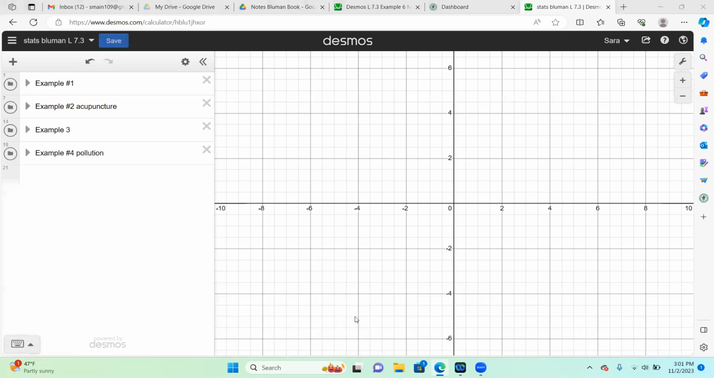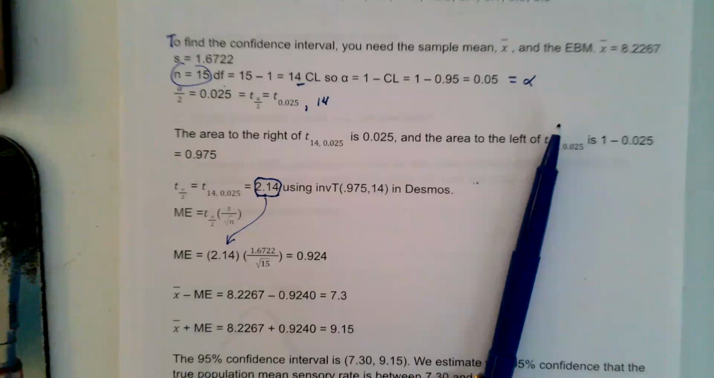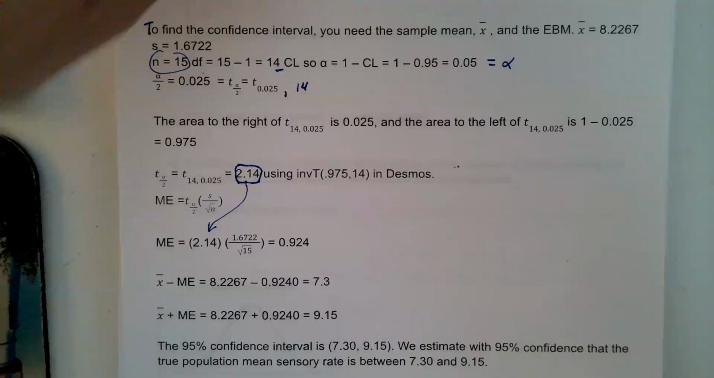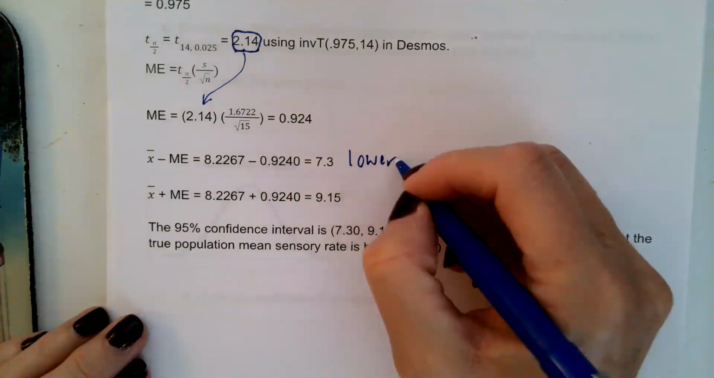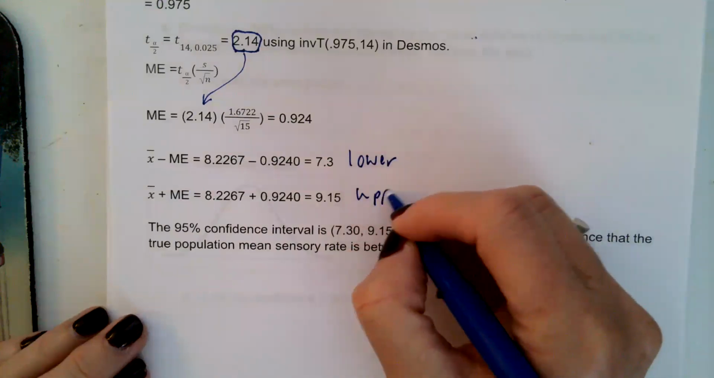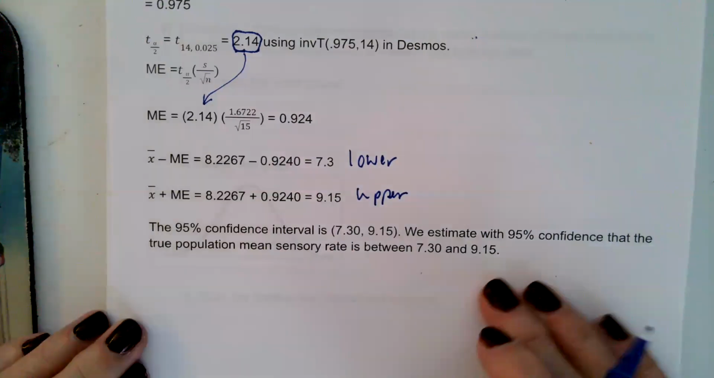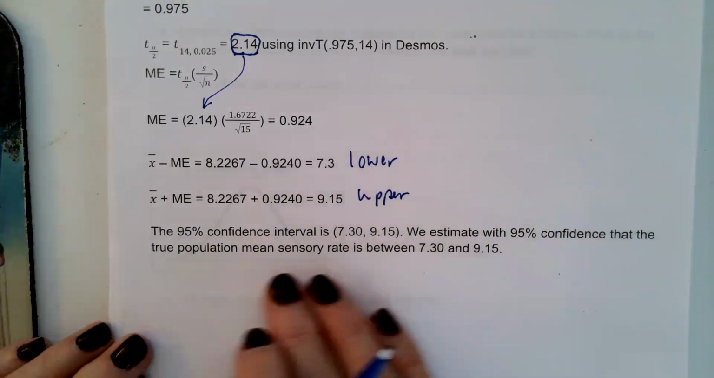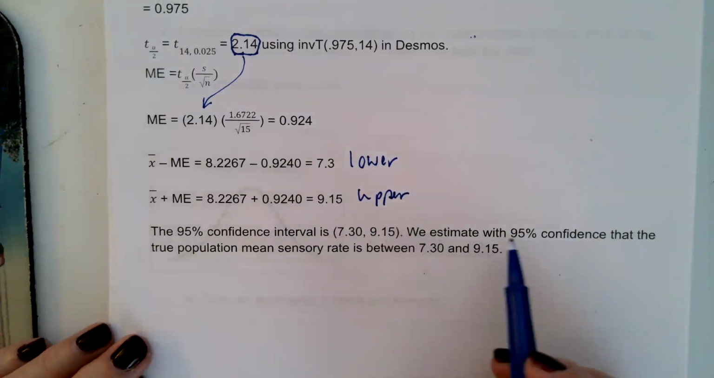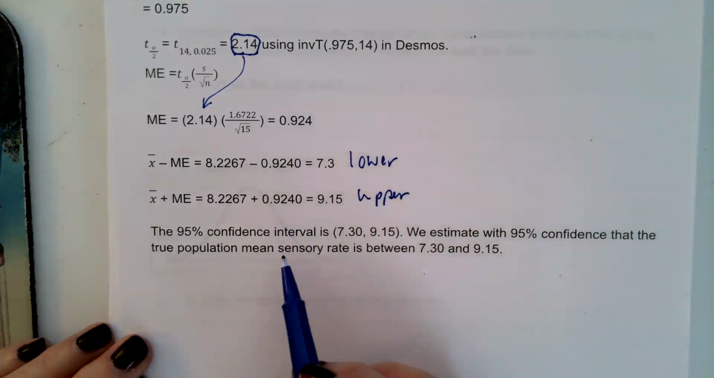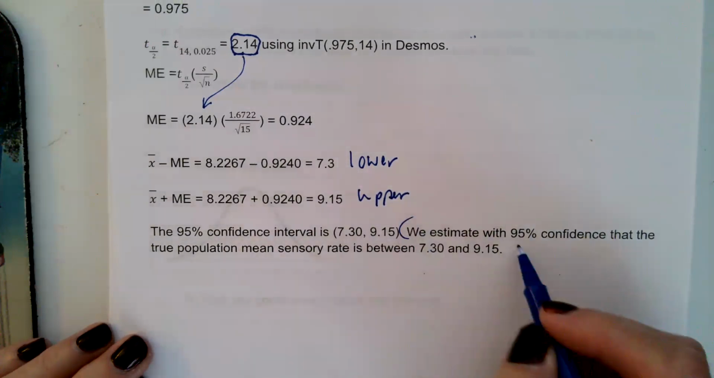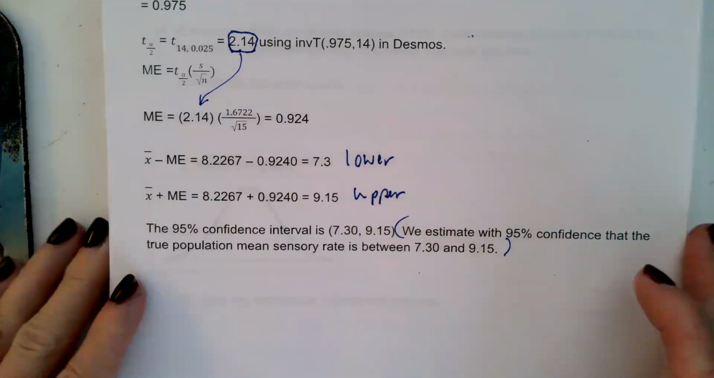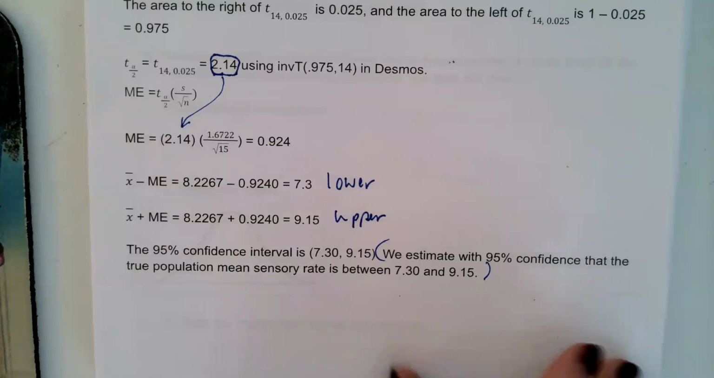Let me go back to my paper and show you this. So here is my lower boundary and here is my upper boundary. And this is the most important piece, is my description here. It says, we estimate with 95% confidence that the true population mean sensory rate is between 7.30 and 9.15. This is very important. So these are all of your steps to find a confidence interval when you have raw data.